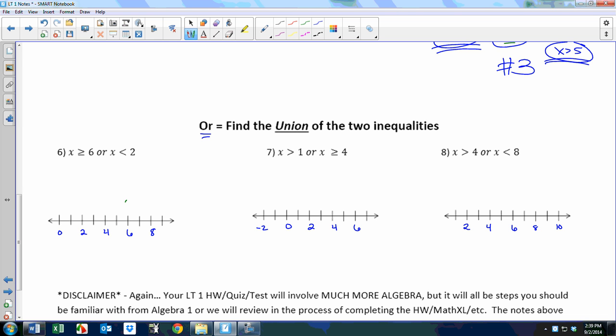X is greater than or equal to 6, solid circle at 6, shade right. X is less than 2, open circle at 2, shade left. But that word or is important. I'll take any number that is greater than 6 or less than 2, meaning the number 8, let's just take x equals 8, for example.